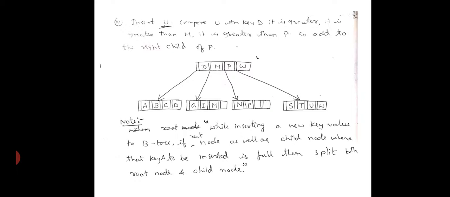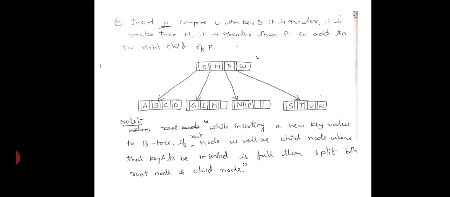The last one is inserting U. Again compare U with the D. It is greater, it is greater than M also, and greater than P also, but less than W. So you need to add to the right child of P, that is the left child of W.